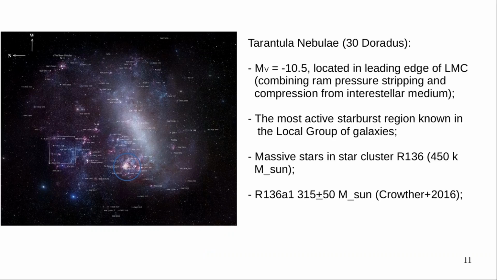A star-forming region in the LMC is the Tarantula Nebula, or 30 Doradus, highlighted here by a blue ellipse. With an absolute magnitude in V-band of about -10, this is the most active starburst region known in the Local Group. Therein, the most massive stars are forming in a region of 500,000 solar masses. Crowther and collaborators found a mass greater than 300 solar masses for the most massive star.